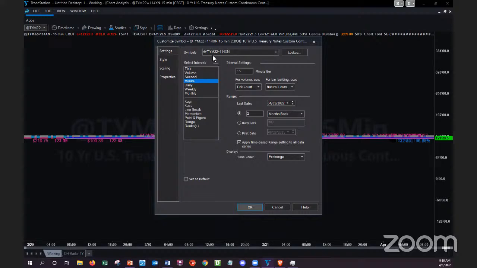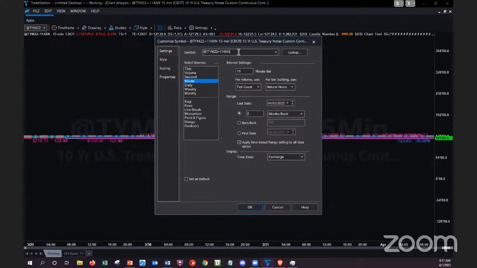So when you get the @ sign right here, that tells us that it's a continuous contract, and it's going to roll to the next month. The one here is the next month. And when is it going to roll? It's going to roll 14 days before contract expiration.